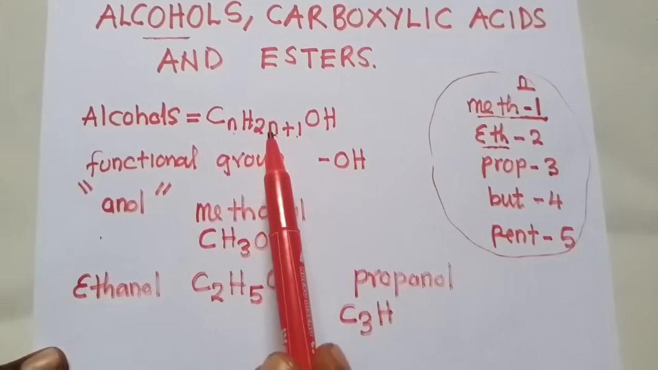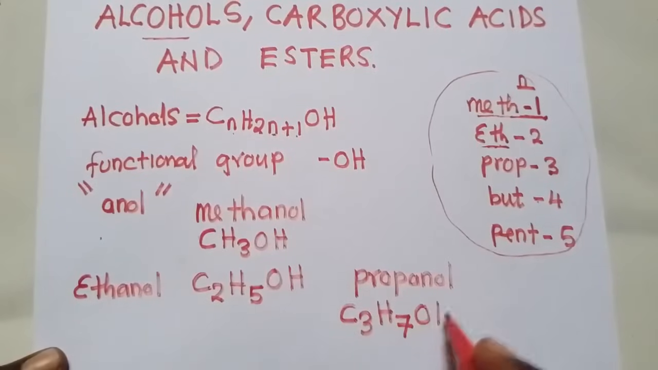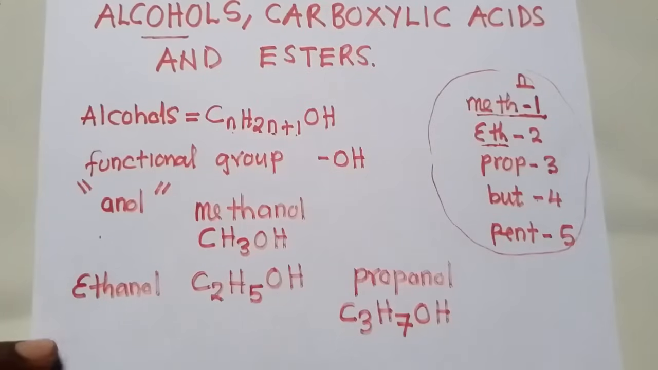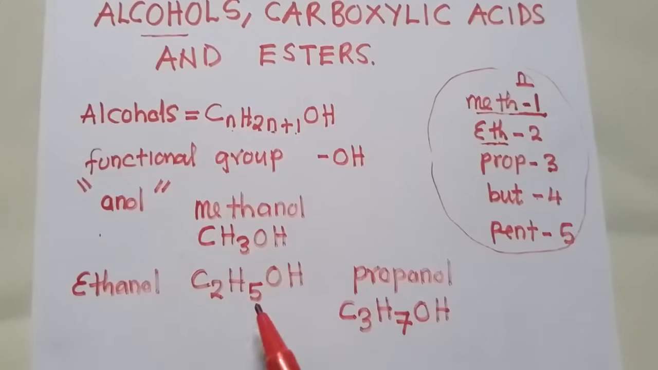2 times 3, 6 plus 1, 7. So 7. Then OH gets to 4. So this is what you need to know. This is what you need to understand. So we need to make sure that we understand all these. We know all these. So these are chemical formulas. These are just chemical formulas.